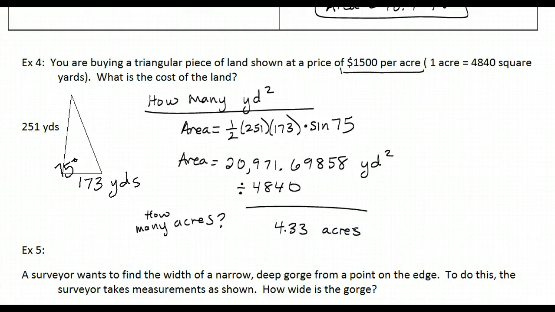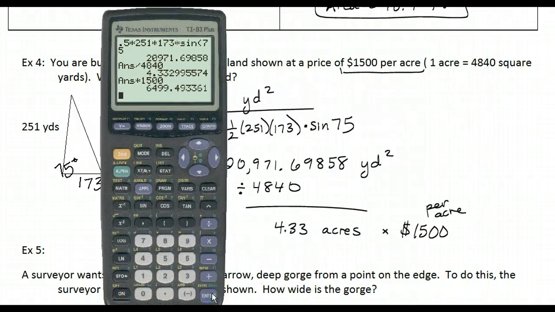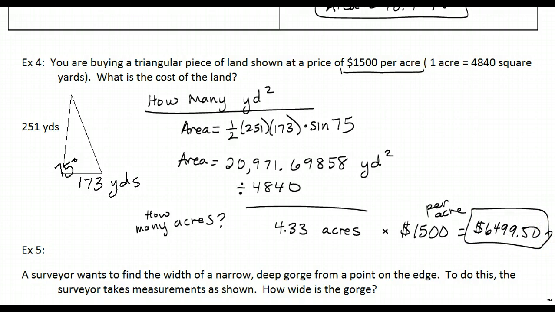And it is $1,500 per acre. So multiply by 1,500, and I get my final answer. So the total cost here is $6,499.50 if I round it. So that's really cheap for some land. We're going to do example 5 quick while we're at it here.